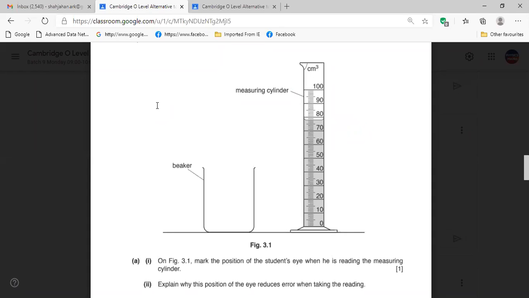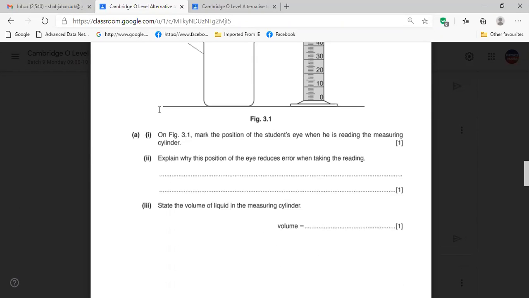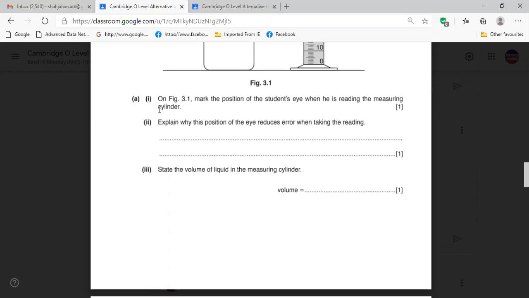Okay, so we are done with this, right? On figure 3.1, mark the position of the student's eye when he is reading the measuring cylinder. If you have drawn it already, then fine. If you did not do it, now do it. Draw it on your worksheet also.